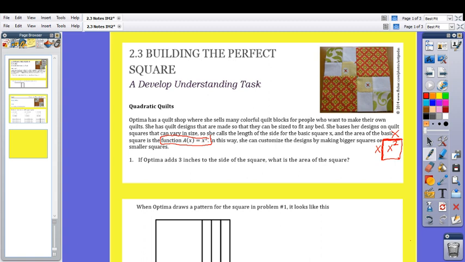But now she is getting a little adventurous. So let's see how it goes. She's saying Optima added 3 inches to the sides of the square. So if the square side is x, then she added 3 to that. So now it will be x plus 3. The other side will also be x plus 3.